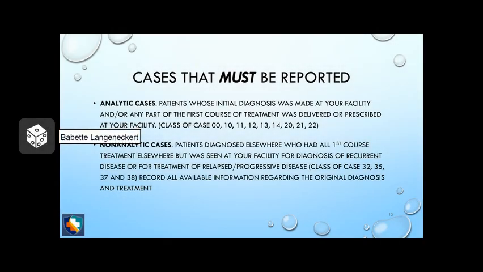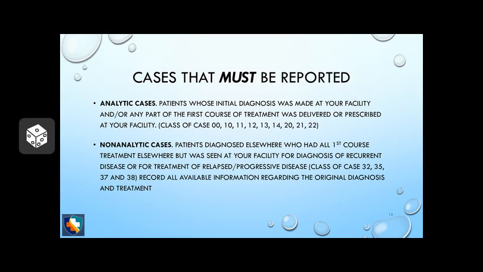Now we'll look at cases that must be reported. First are the analytic cases. These are patients whose initial diagnosis was made at your facility and/or any part of the first course of treatment was delivered or prescribed at your facility. And these are class of case 00, 10, 11, 12, 13, 14, 20, 21, and 22.